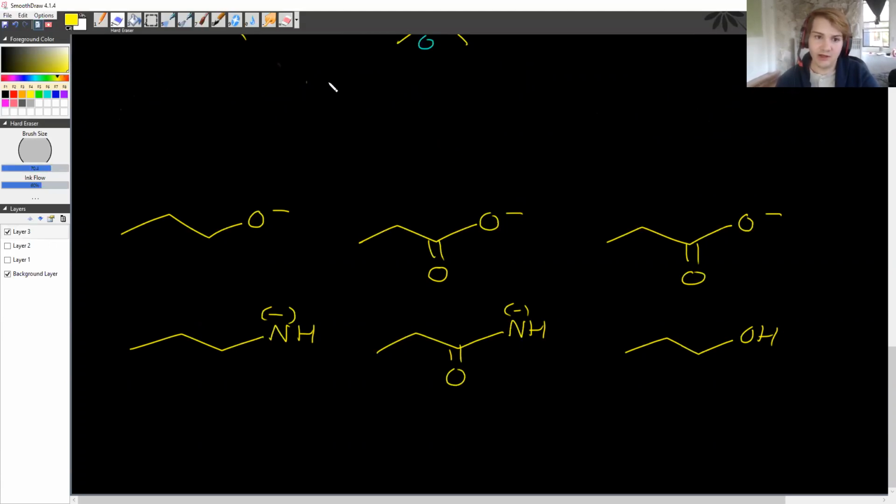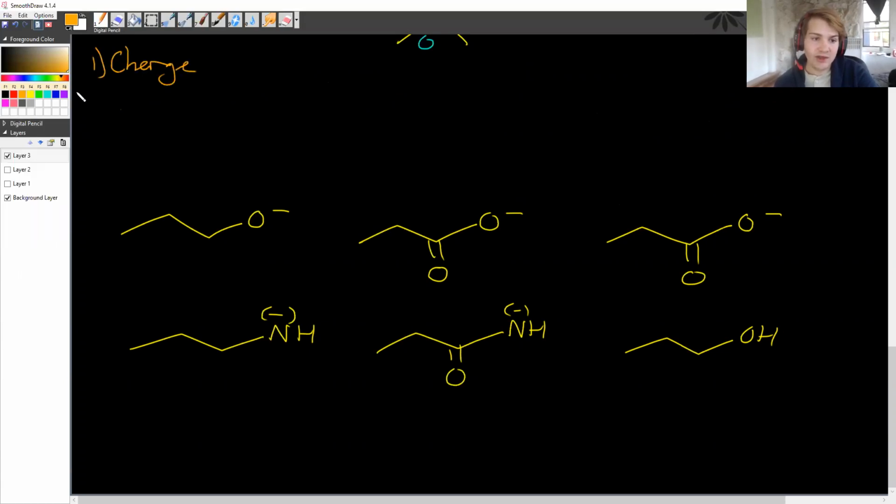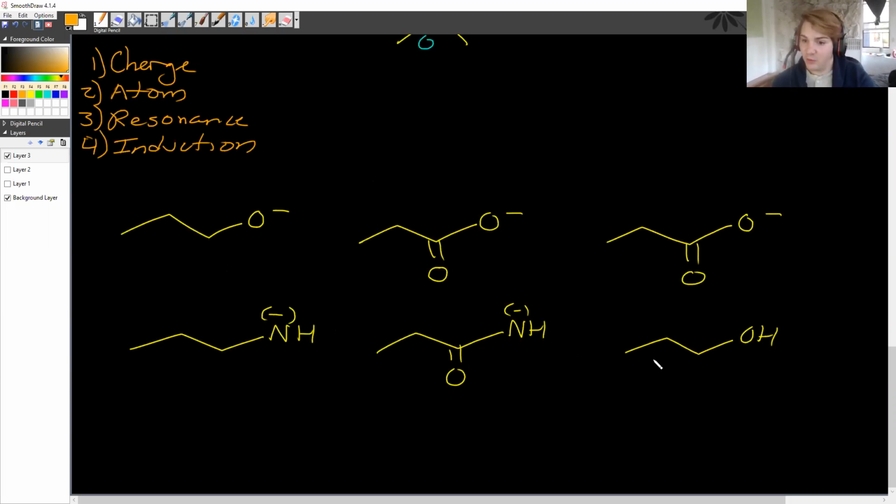Just so that way we're not getting confused and comparing it. So we can do the same process as what we were doing before and take a look. First we're talking about charge, then the atom, then resonance, and then inductive. Well, all of these are negative except for one, right? So what's going to be the one that goes first? E.